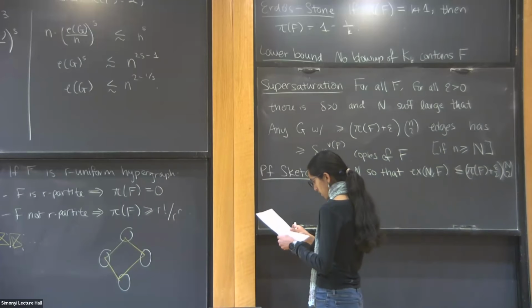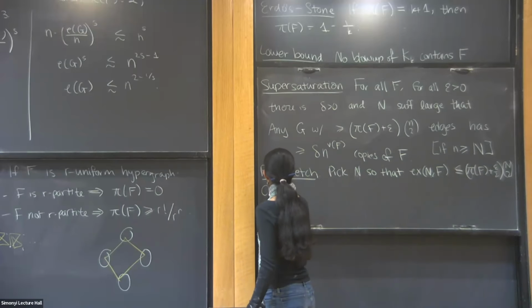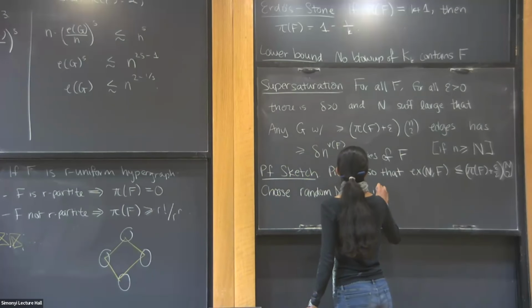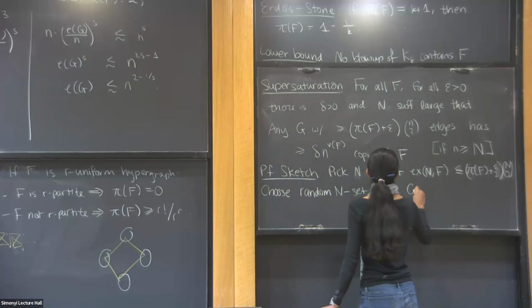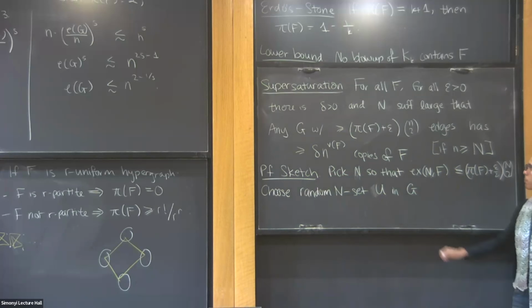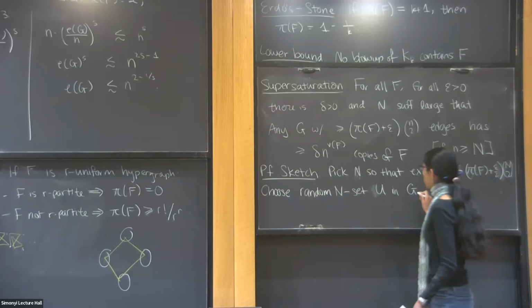Then if you do the computations carefully and you choose a random N-set, let's call it U, in G, then the expected density of U is going to be pi of F plus epsilon, because the expected density of U is going to be the same as the expected density of G. Now, you can't have density at most pi of F plus epsilon over 2 too much, or else the average density won't be pi of F plus epsilon.